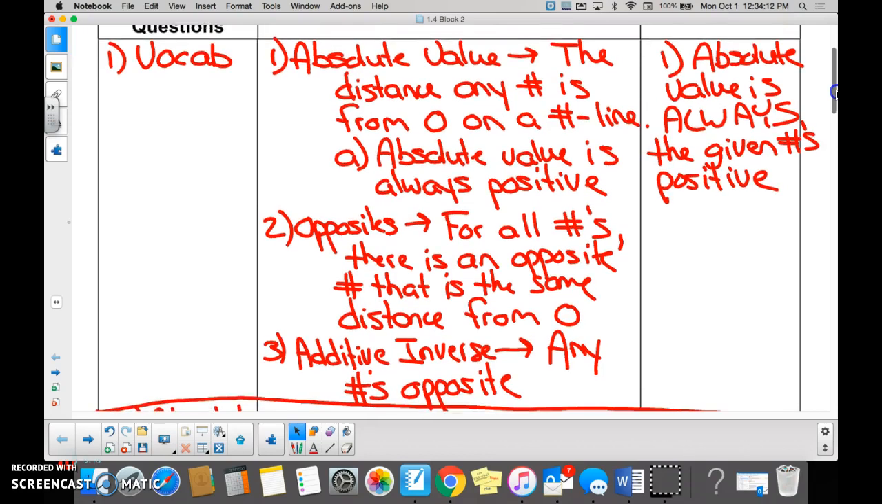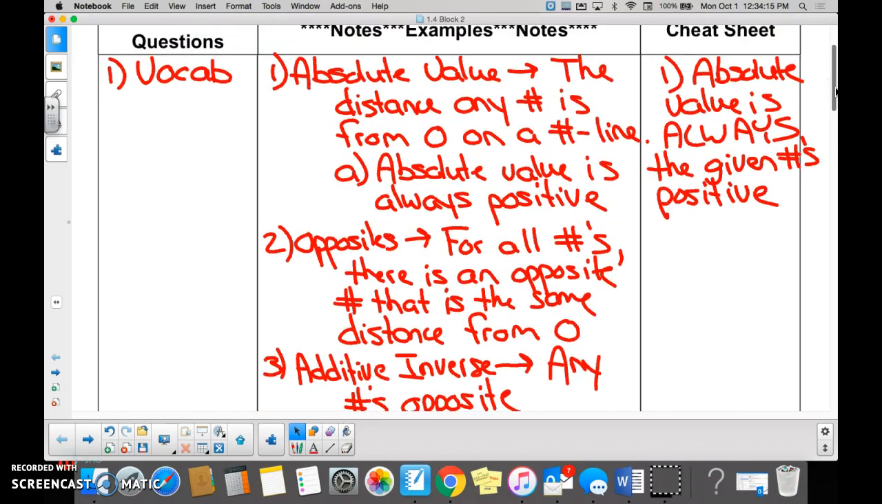Really, really important that we understand absolute value is how far a number is from? 0. That should be everybody, not just Jake right away. How far a number is from?